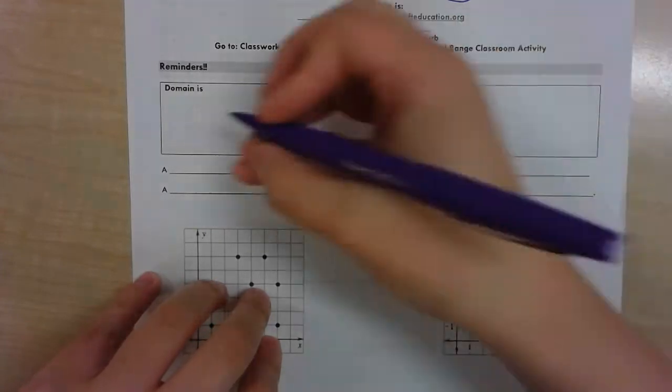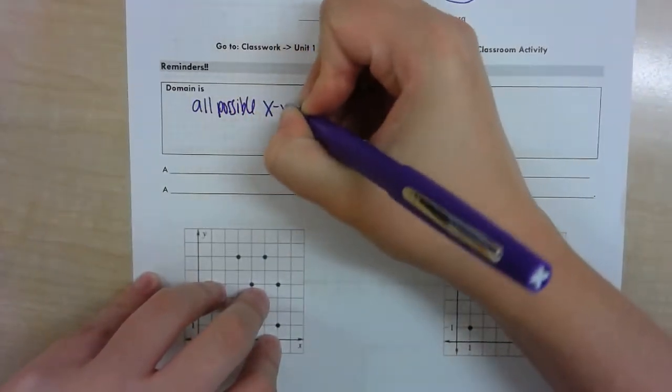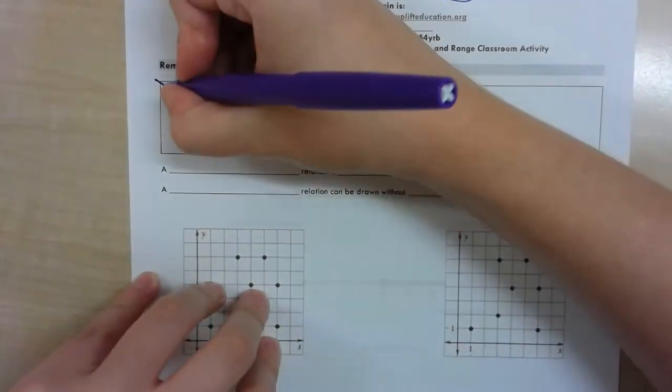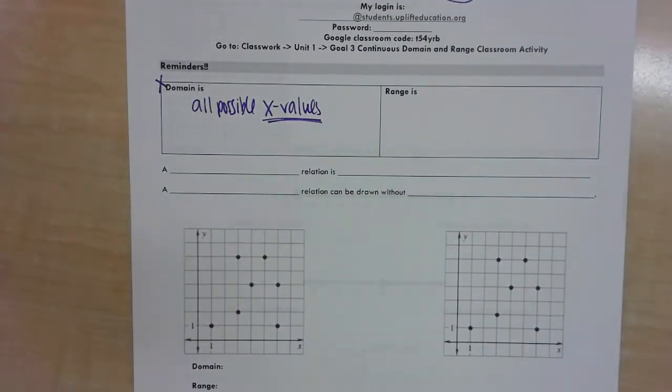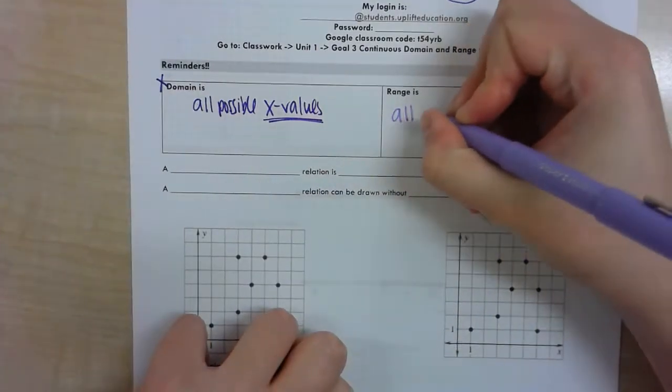Just as a reminder, domain is all possible x values. And remember, half the battle is remembering that X goes with domain. So I always think of Disney XD. Range is all possible Y values.